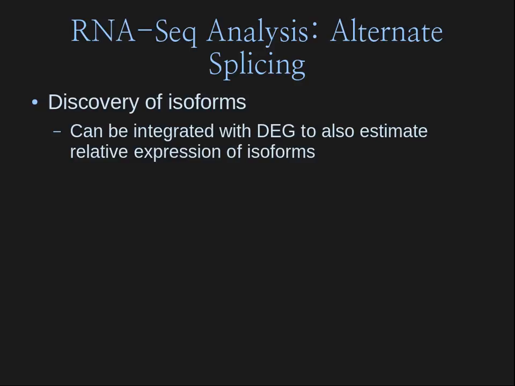Okay, so DEG analysis is not the only thing that gets done. We can also do discovery of different isoforms. This can be integrated with differential expression studies, to see the differential expression of these different isoforms. So you can both discover what the different isoforms are, and then also look at this. Now this relies on a little bit different statistical approach, which I'm going to tell you about in principle.